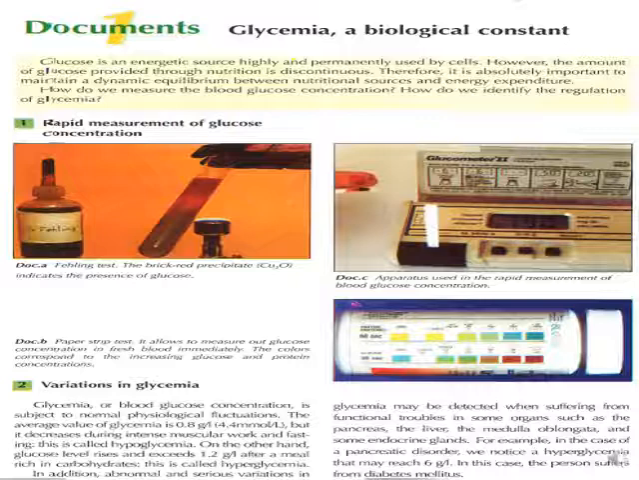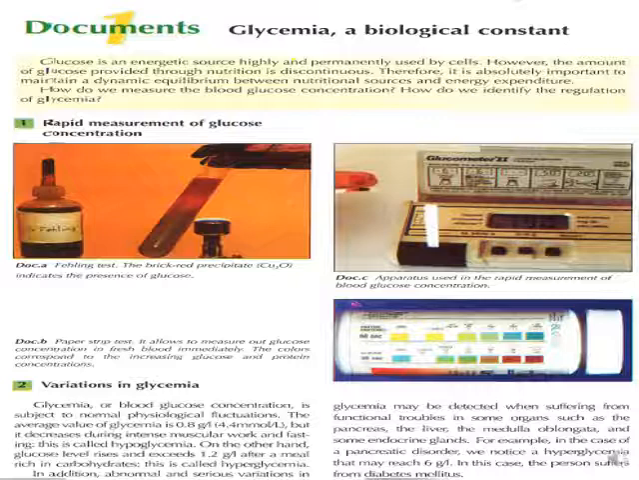However, the amount of glucose provided through nutrition is discontinuous. Therefore, it's absolutely important to maintain a dynamic equilibrium between nutritional sources and the energy expenditure. So how do we measure the blood glucose concentration? How do we identify the regulation of glycemia, which is the sugar level inside the body?